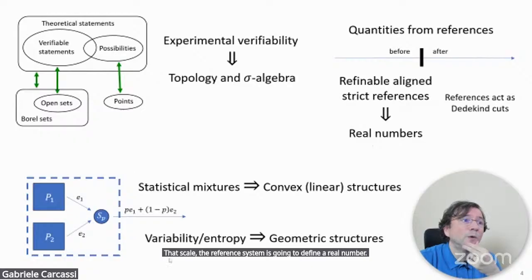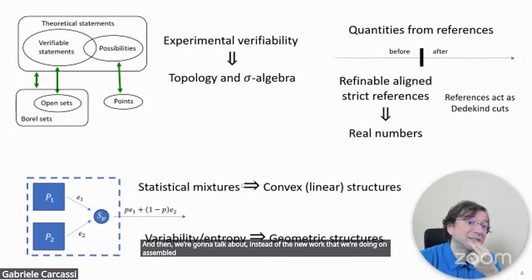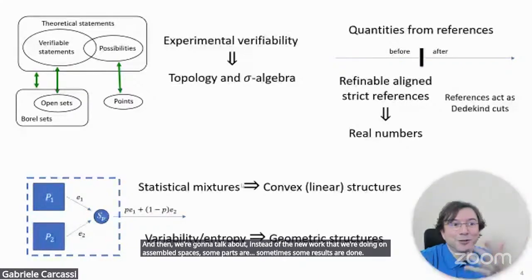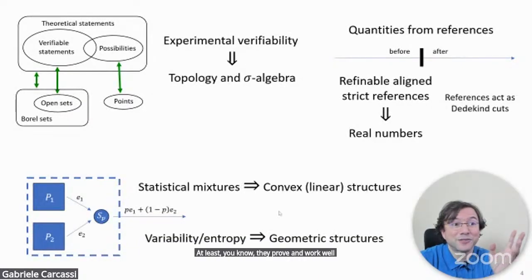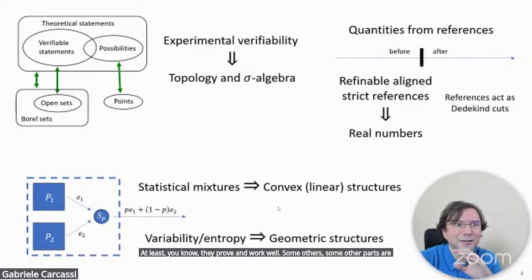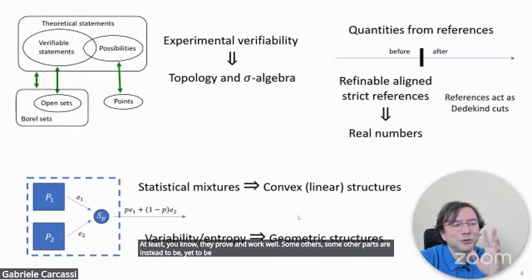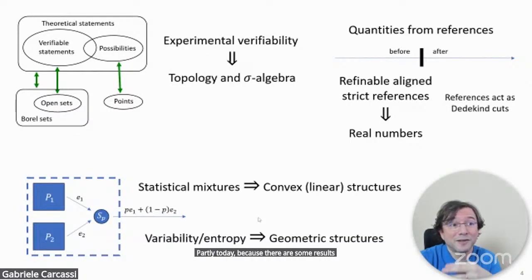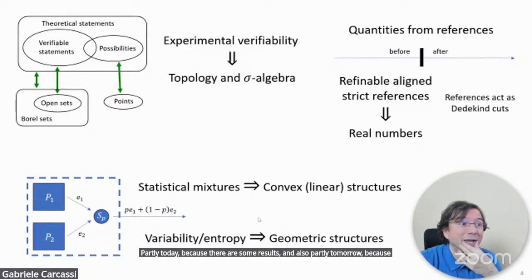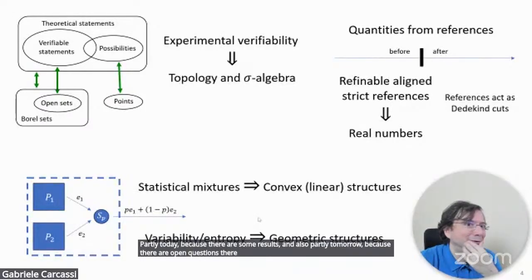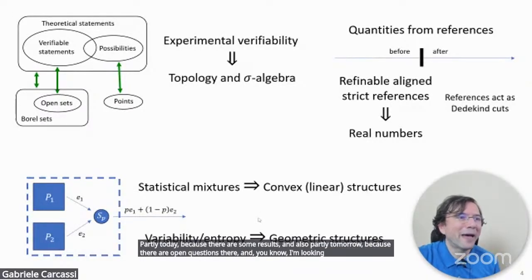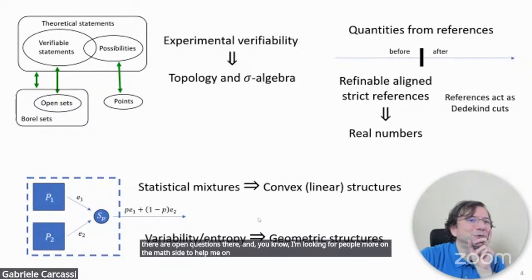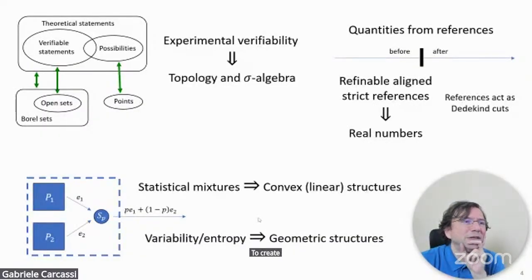And then we're going to talk about the new work that we're doing on ensemble spaces. Some results are done, at least they prove and work well. Some other parts are instead to be cleaned up. So I'm going to talk about this partly today, because there are some results, and also partly tomorrow, because there are open questions there, and I'm looking for people more on the math side to help me on those things, to create essentially the structure that we need.